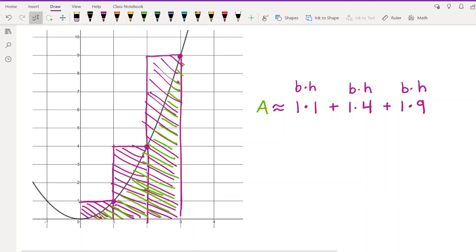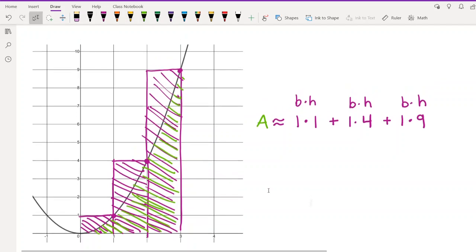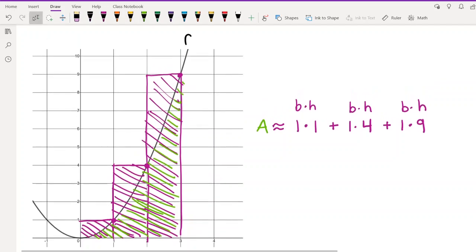And by the way, in this case we have a nice graph and we can easily see what the heights are. But how would you figure out these heights if you had a function where it wasn't so easy, where it wasn't an integer value? Really, all we're doing is plugging the endpoints into the function. So this function is f of x equals x squared.